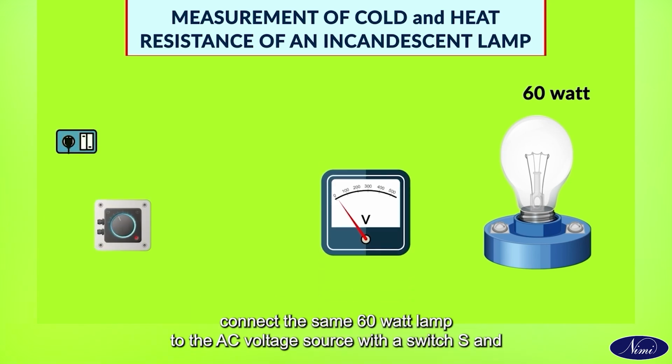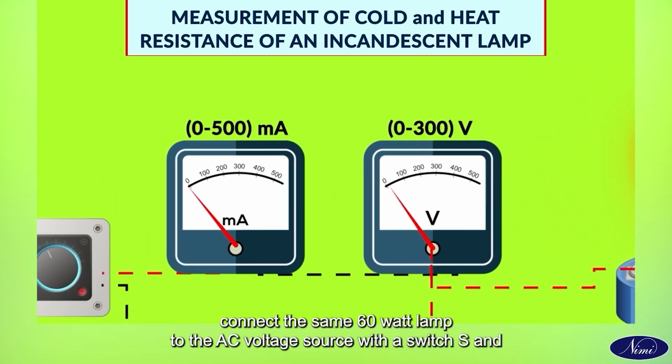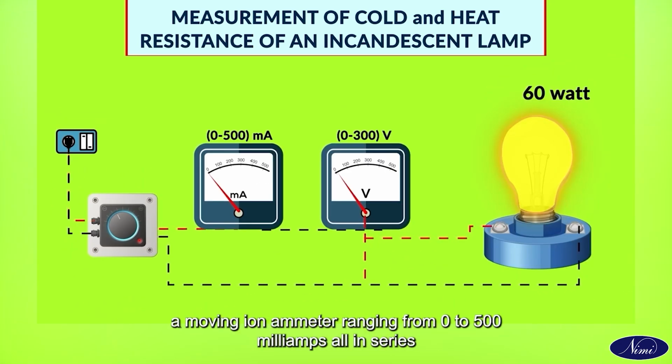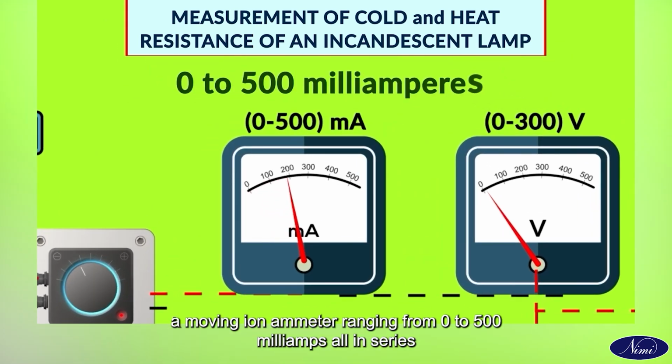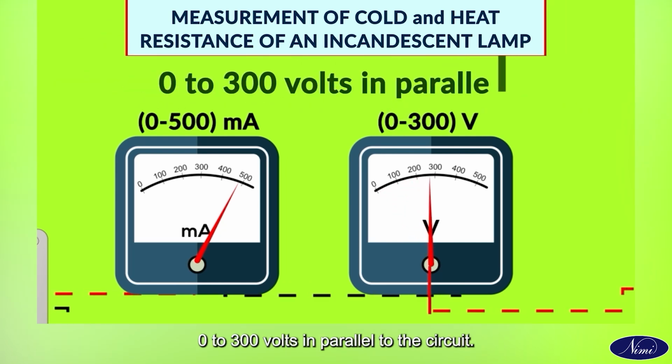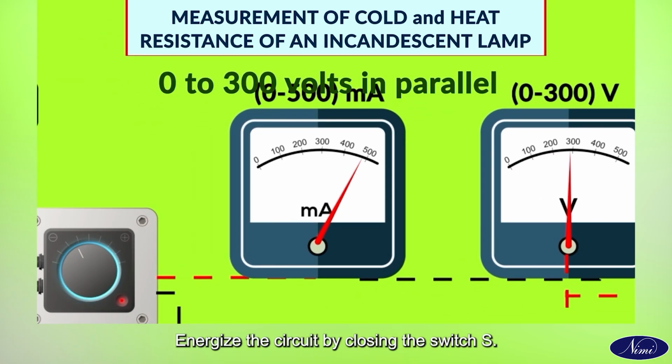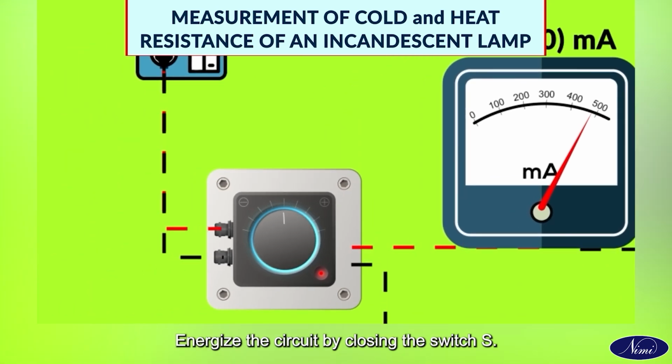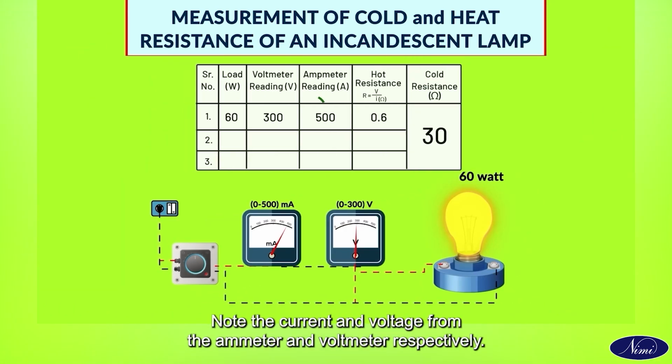Measurement of hot resistance of an incandescent lamp. Connect the same 60-watt lamp to the AC voltage source with a switch S and a moving iron ammeter ranging from 0 to 500 milliamps, all in series. Connect a moving iron voltmeter ranging 0 to 300 volts in parallel to the circuit. Energize the circuit by closing the switch S.